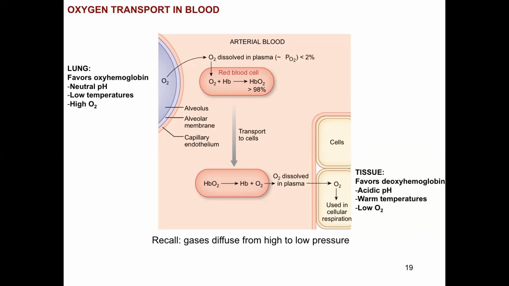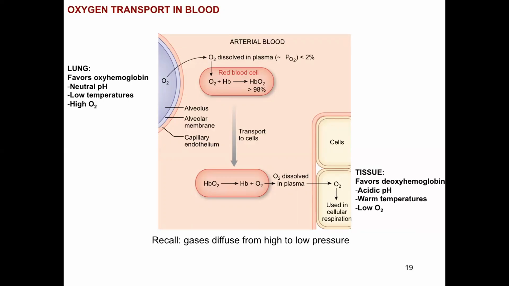Now, remember here at the lung, I was talking about the shape of that hemoglobin protein. At the lung, we have a neutral pH. Why do we care about pH? Because it affects the shapes of our proteins, right?